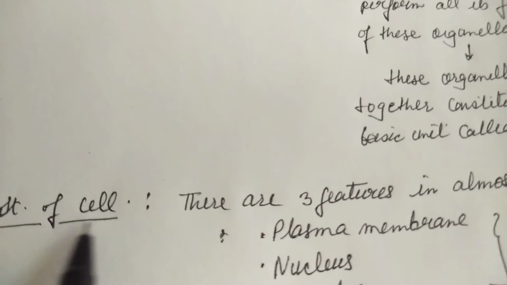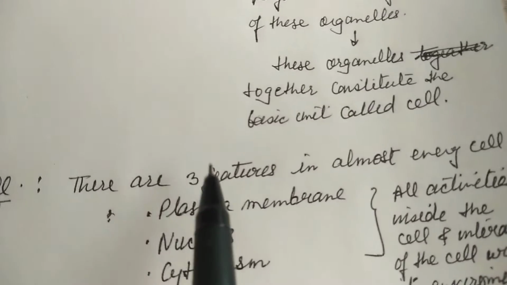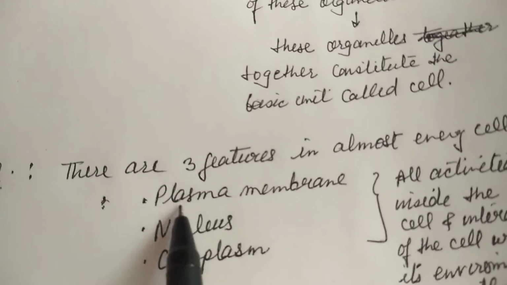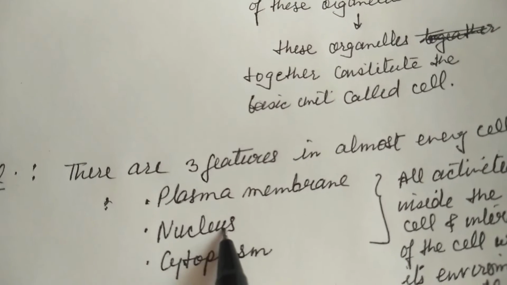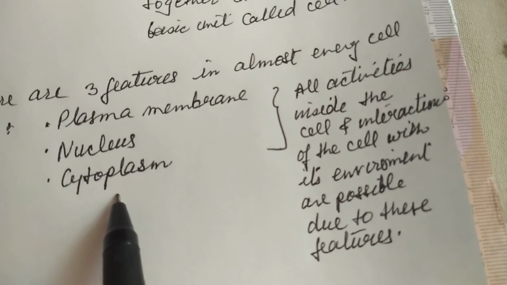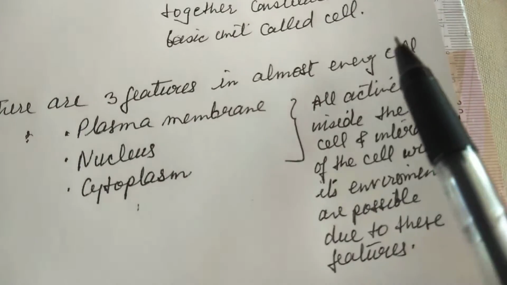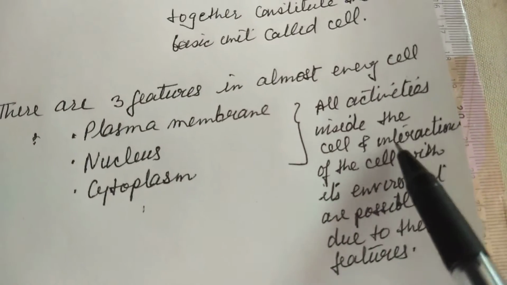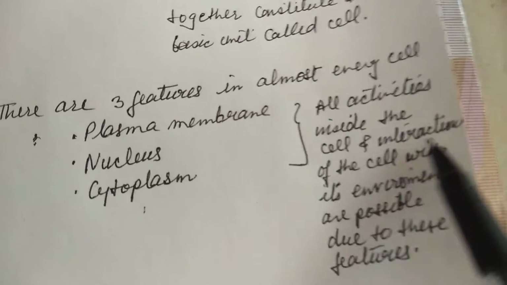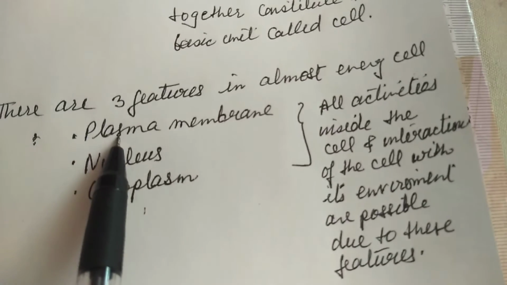So if we study the structure of the cell, there are three features in almost every cell. Right? Plasma membrane, nucleus, and cytoplasm. All the activities that a cell performs, and whatever interaction the cell has with the environment, are possible due to these features.